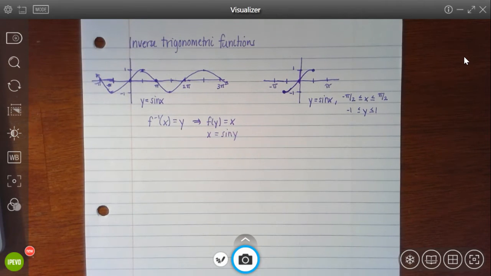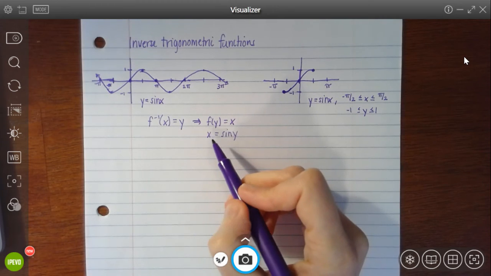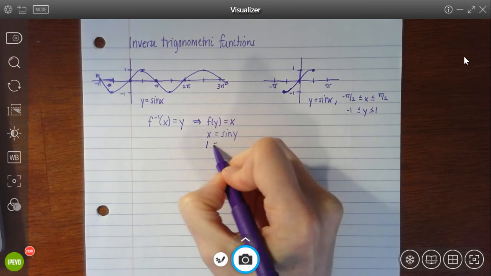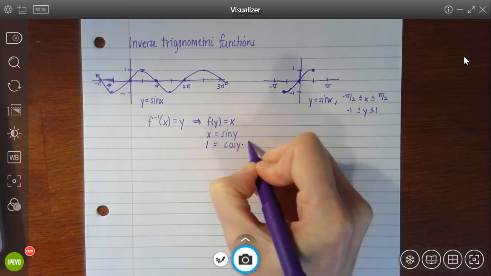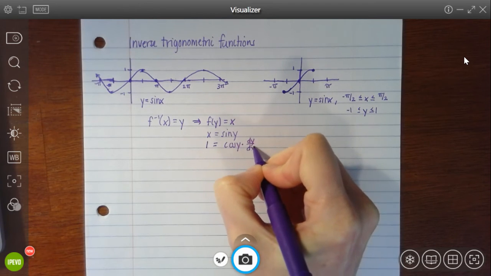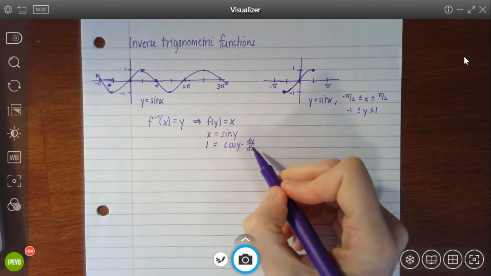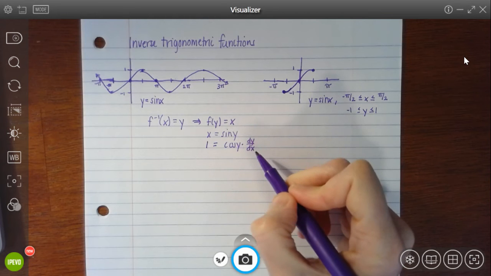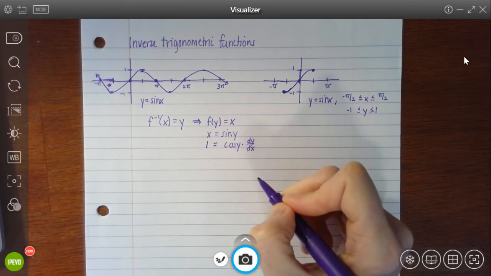Now, to find the derivative of this function, we can just use a little implicit differentiation. So I can differentiate x to get 1, and then differentiate sine y to get cosine y times the derivative of the inside, dy/dx. Now, when I look at this, I can see there's my dy/dx, my derivative for my function here. So I can go ahead and divide both sides by cosine y to isolate that dy/dx.